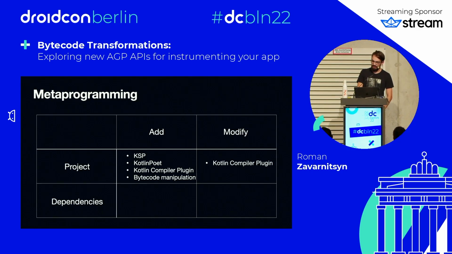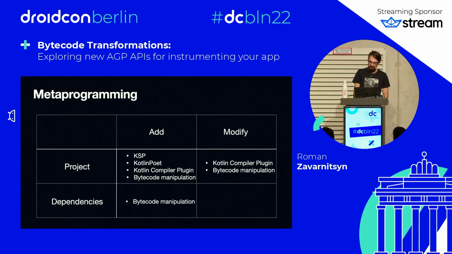Next up, let's look at if we want to modify some project classes. Here we would only have two approaches, either a Kotlin compiler plugin or bytecode manipulation, because KSP and Kotlin Poet are designed to be read-only, so they cannot modify already compiled classes. They can only add new classes.